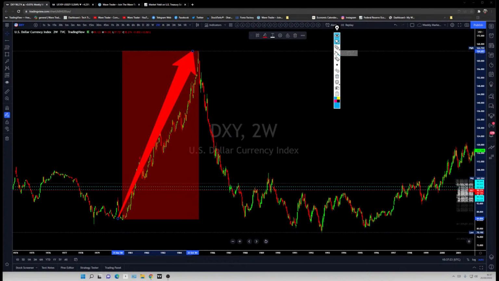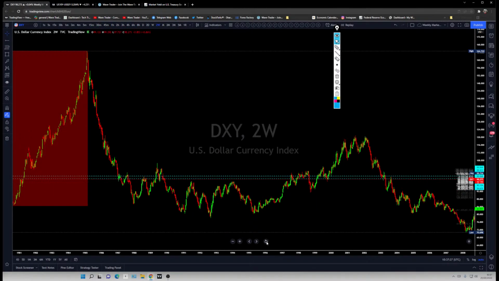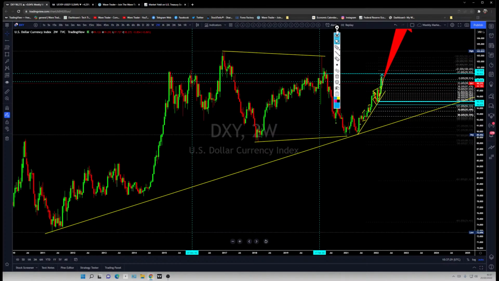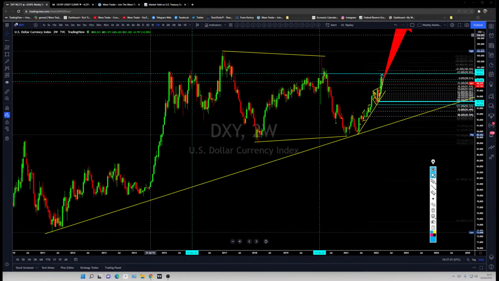I don't think they are going to do something like that this time. They're not going to raise interest rates so aggressively and bring the rate close to 3% or even 4%, because this economy cannot handle that.